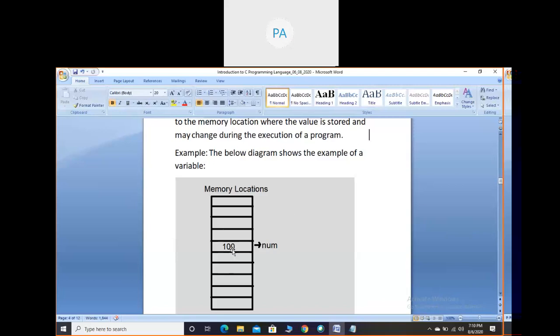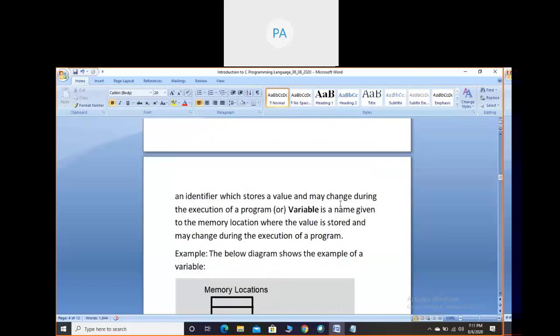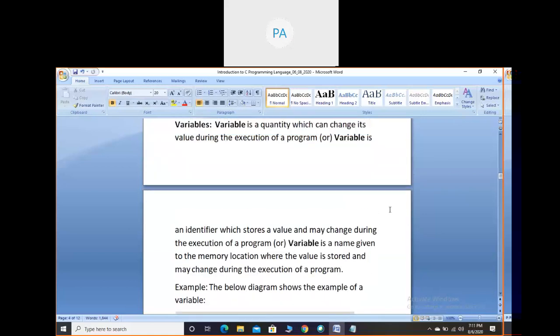So the value 100 will be stored in a computer memory location, but if we don't give any name, then it's very difficult to find out. We have to find it by using the address, and finding a value by address is not so simple. For that reason we have to give a name to the computer memory location, and that name is the variable. We just copy this definition with the diagram.